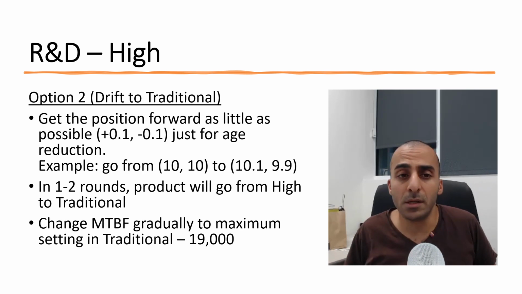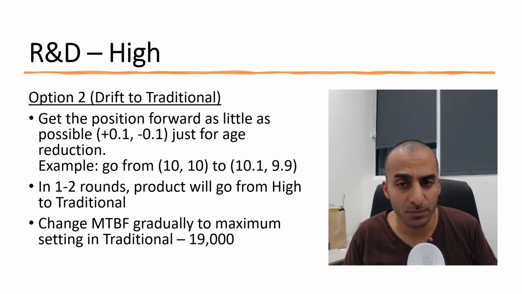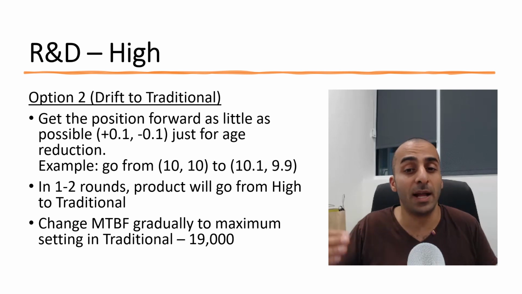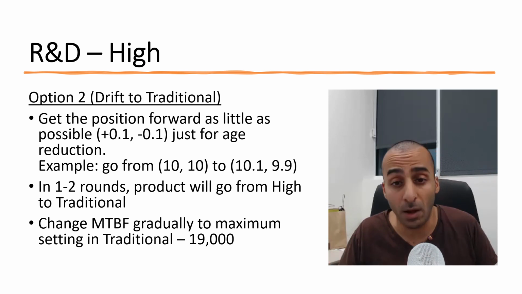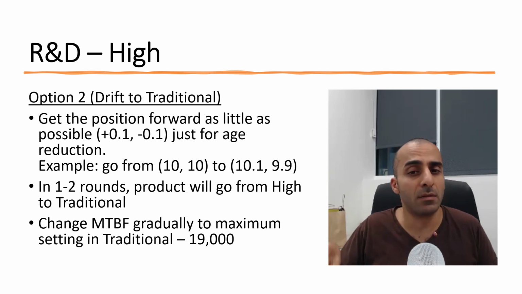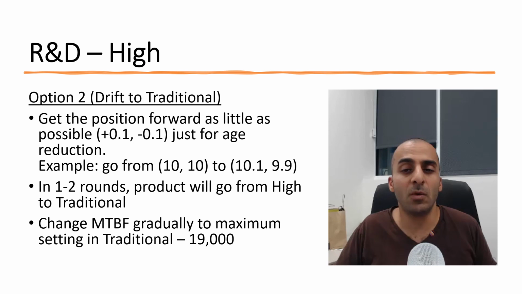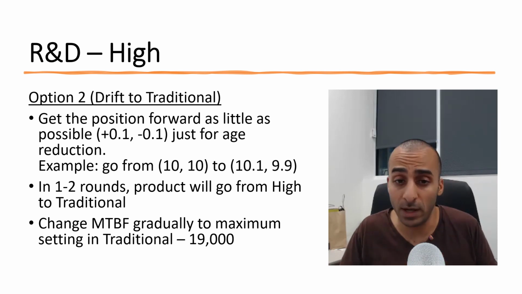Another option is to move it to traditional. You let it drift. A good option is to make a very small change. You just move it forward a little bit, so the age is being cut in half, so you get an advantage over your competitors, and you can sell very well in the first round. And then you just don't let the product touch, and you let it drift and gradually become a traditional product.